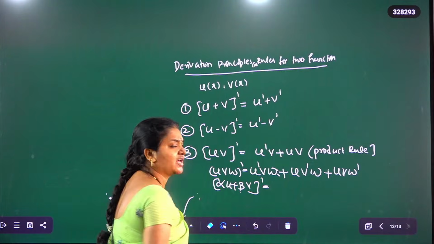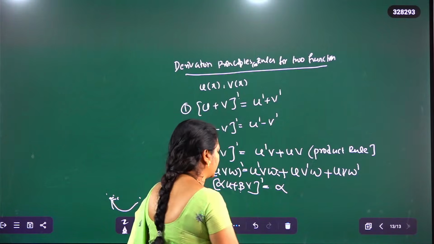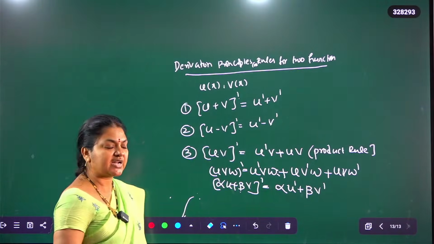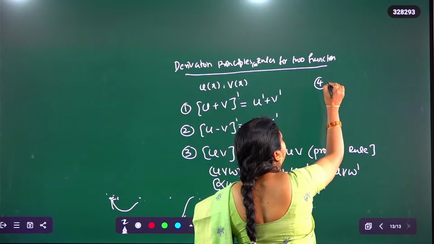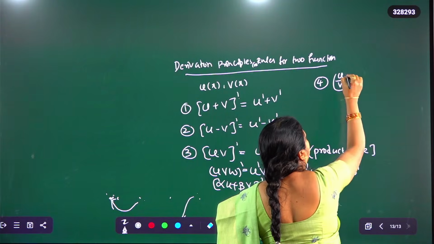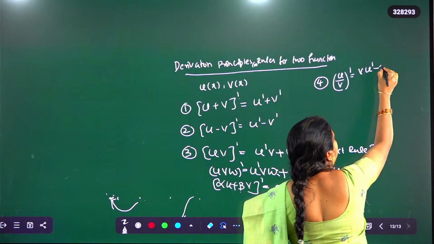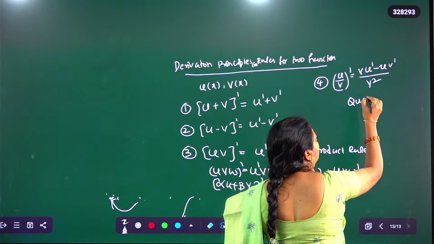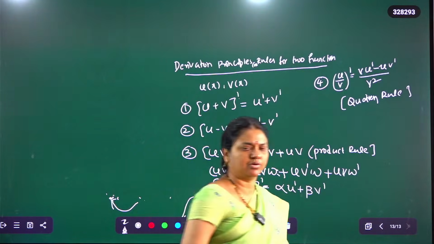What is this? Alpha and beta are constants. So if constant, we will not apply. We will just write it as it is, alpha u dash plus beta v dash. Right? And the last one is here, the place is not enough. Here I am writing the fourth one. Okay? So this is u by v whole dash. U by v whole dash means the denominator we will write as it is, v u dash minus u v dash by v square. This is also called the quotient rule.